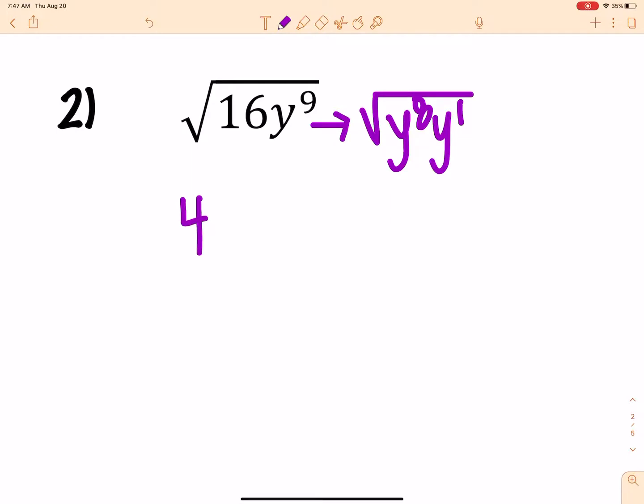So now I'm going to be able to take y to the 8th out of the little house by dividing by 2. So it becomes y to the 4th. And then the y to the 1st just has to stay on the inside. So 4y to the 4th times the square root of y is your final answer.